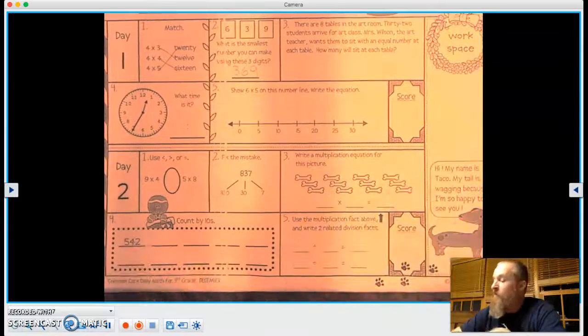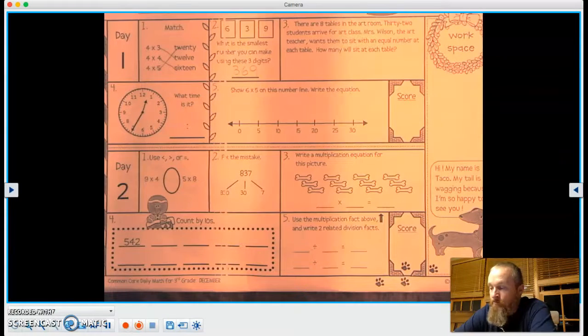All right. There are 8 tables in the art room. 32 students arrive for art class. Mrs. Wilson, the art teacher, wants them to sit with an equal number at each table. How many will sit at each table? She should probably be teaching math along with this, huh? 8 tables, 32 students. So this would be 32 divided by 8.